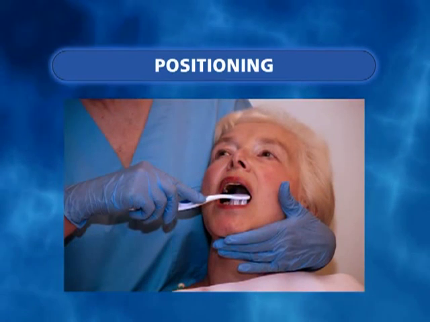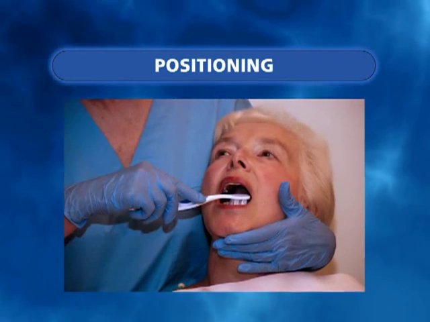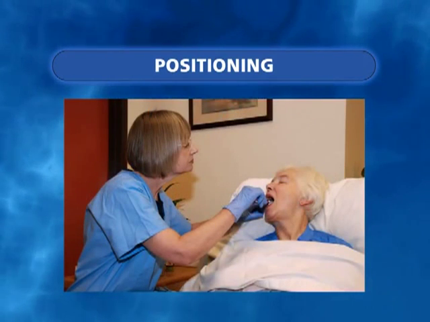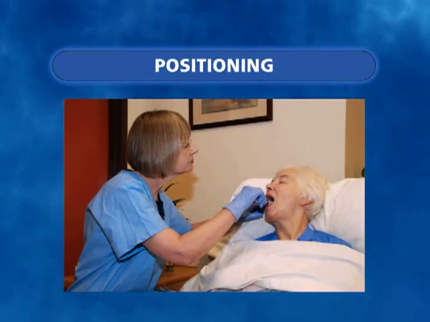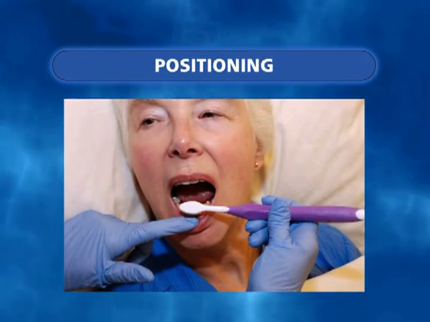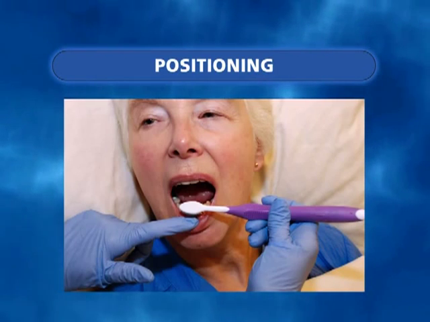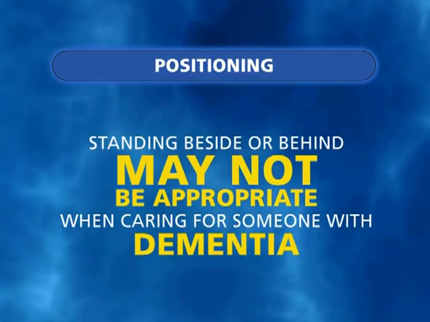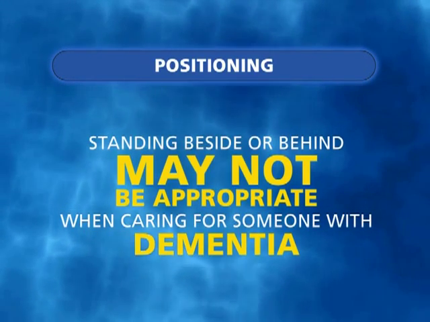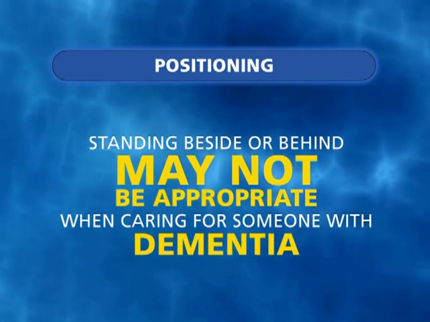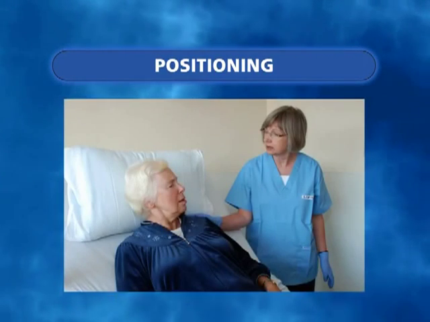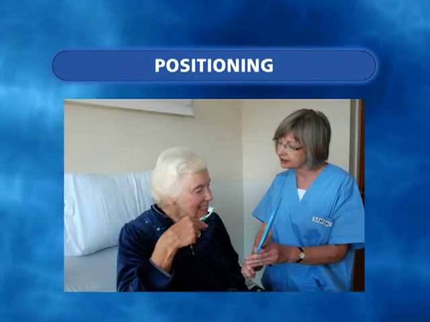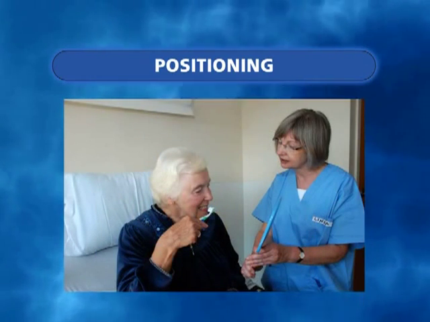If the resident is in a wheelchair, you may be able to tilt the chair back. If the resident is lying in bed, you can sit or stand beside their head. This allows for greater visibility and less strain on the back, neck, and joints. Standing beside or behind the resident may not be appropriate when caring for someone with dementia. This may impede their ability to see and anticipate what is happening. In this case, you would want to position yourself in front of the resident.